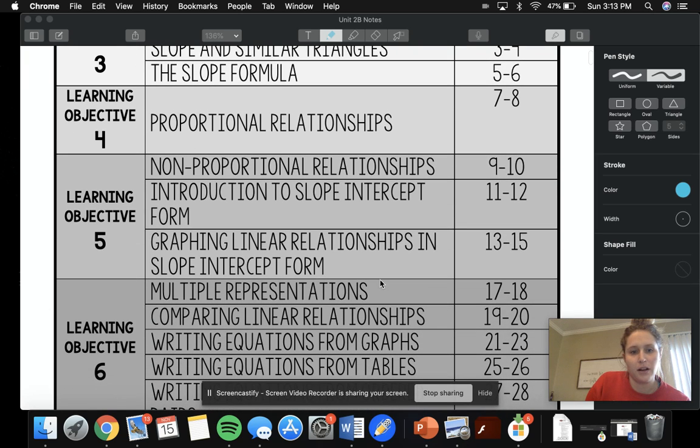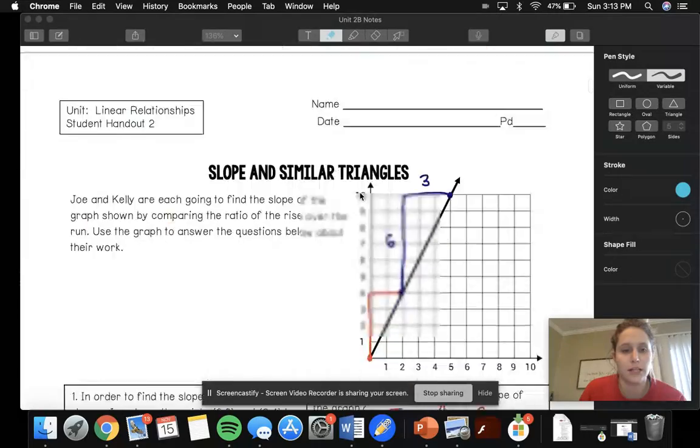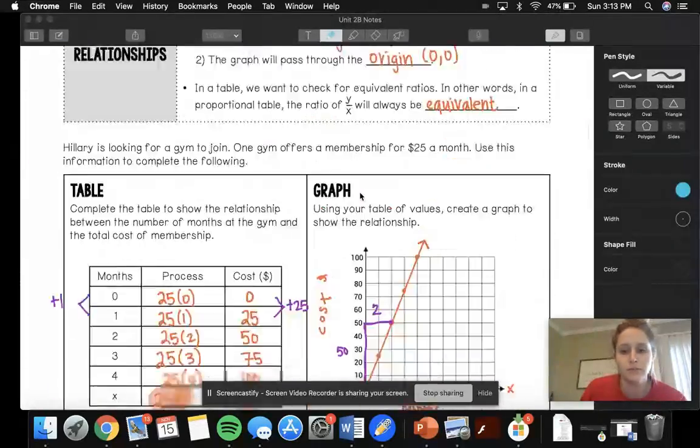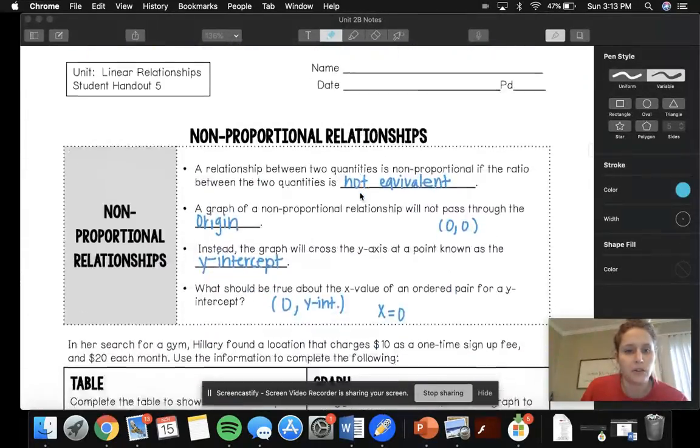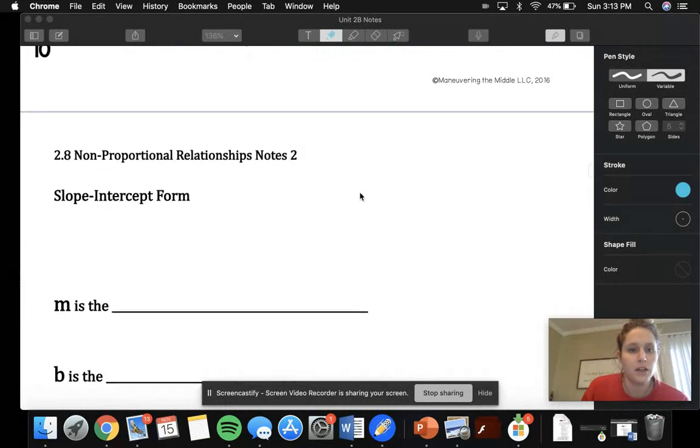Hey guys, today we are going to introduce this equation that we just learned about last time we took notes, and we're going to give it a name, and we're going to start rearranging and finding slopes and y-intercepts from equations. So we are on pages 11 and 12 in our notes. Let's go ahead and get that out. Okay.